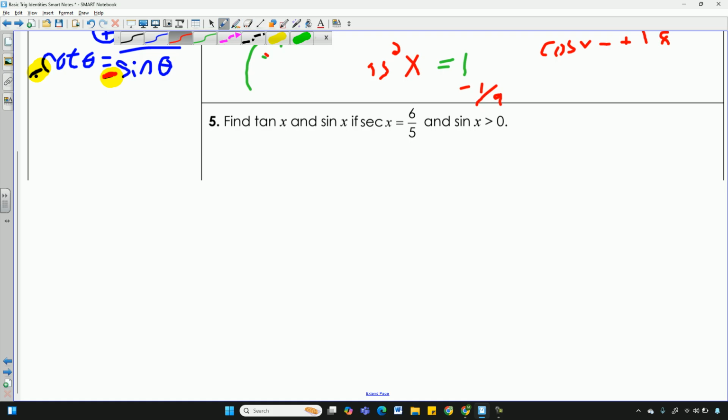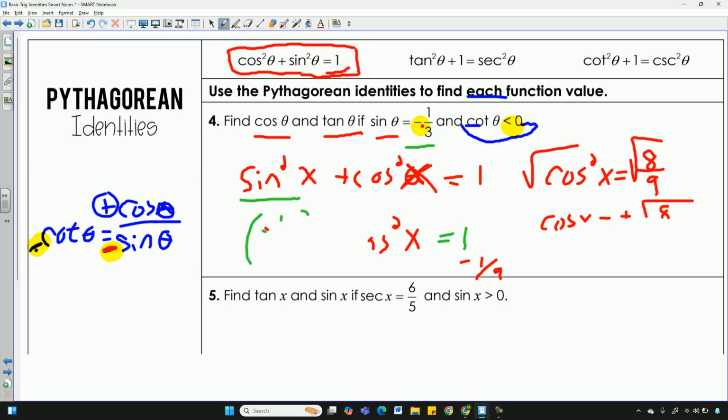Okay, cool. So, find tangent and sine if secant is this and sine is that. So this one I kind of do like, because I don't know if I could have done this with the other one. Could I have? I probably could have. Let's see. Sorry, I haven't told you what I'm talking about. Yeah, I think I could have done this.